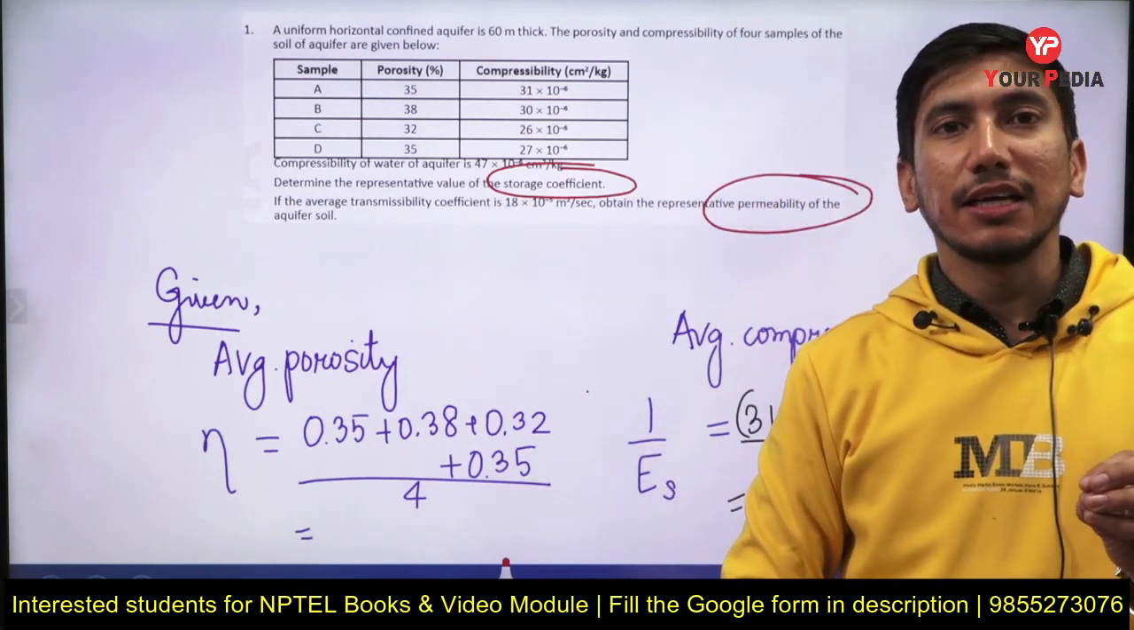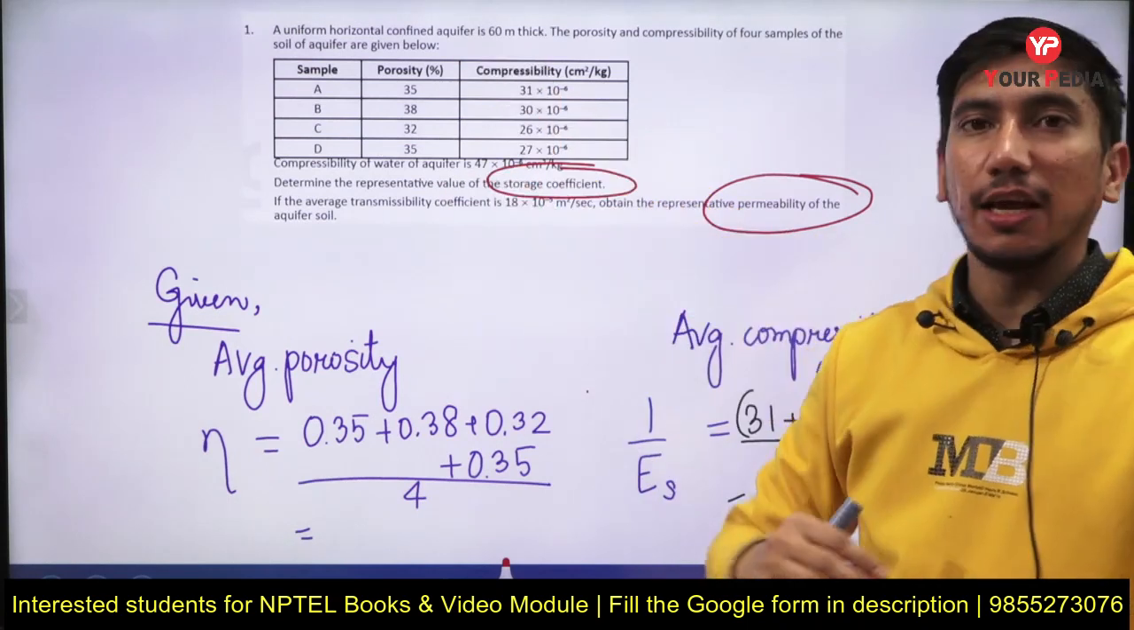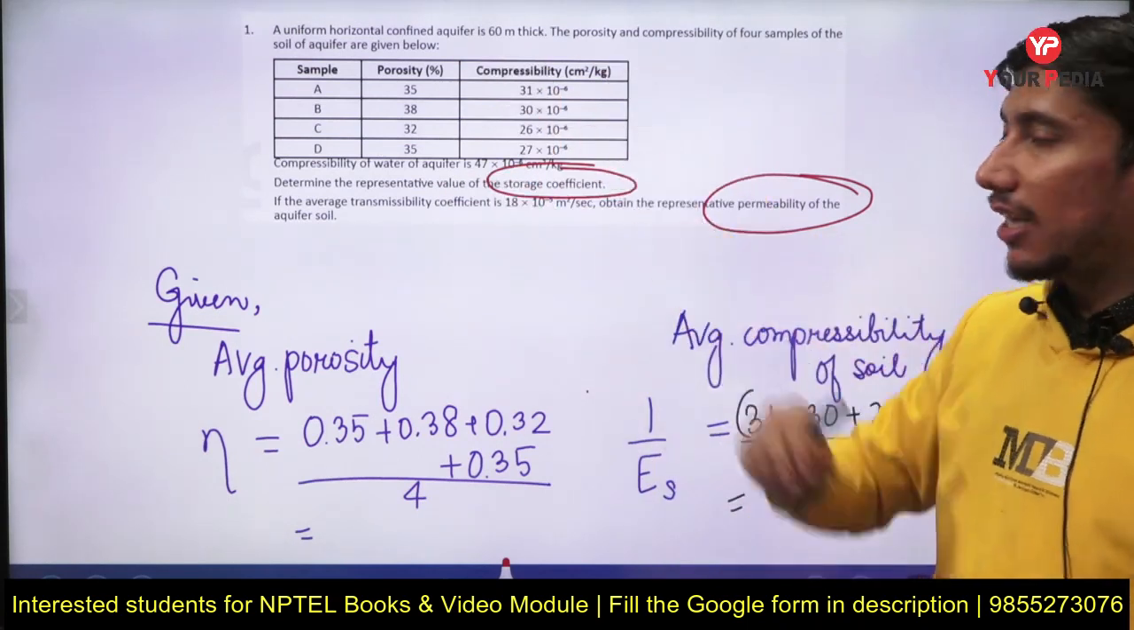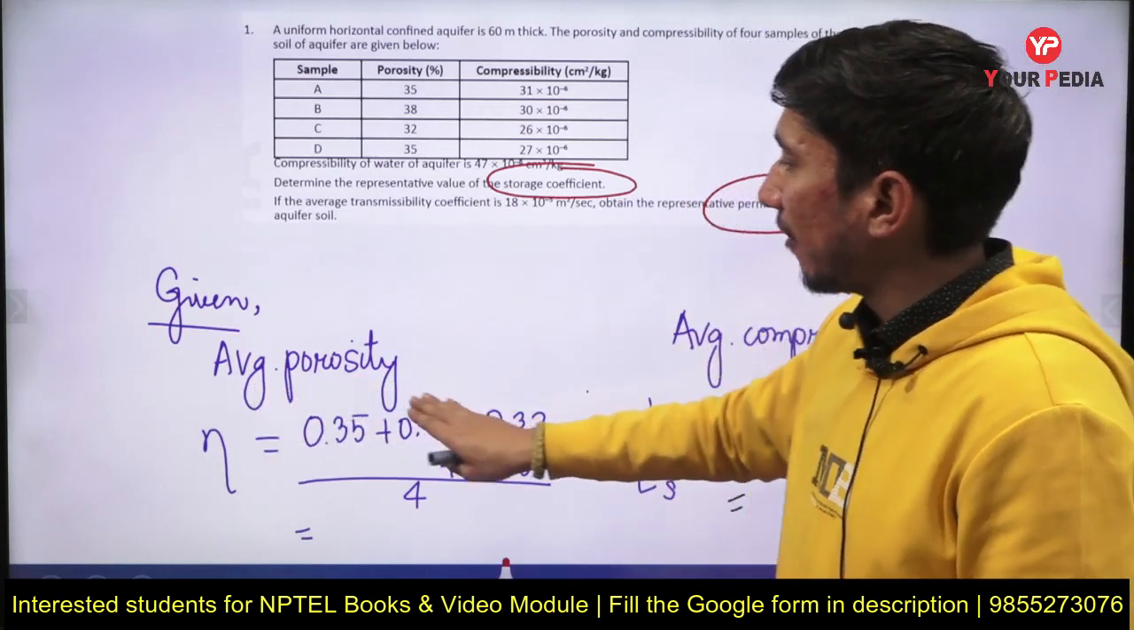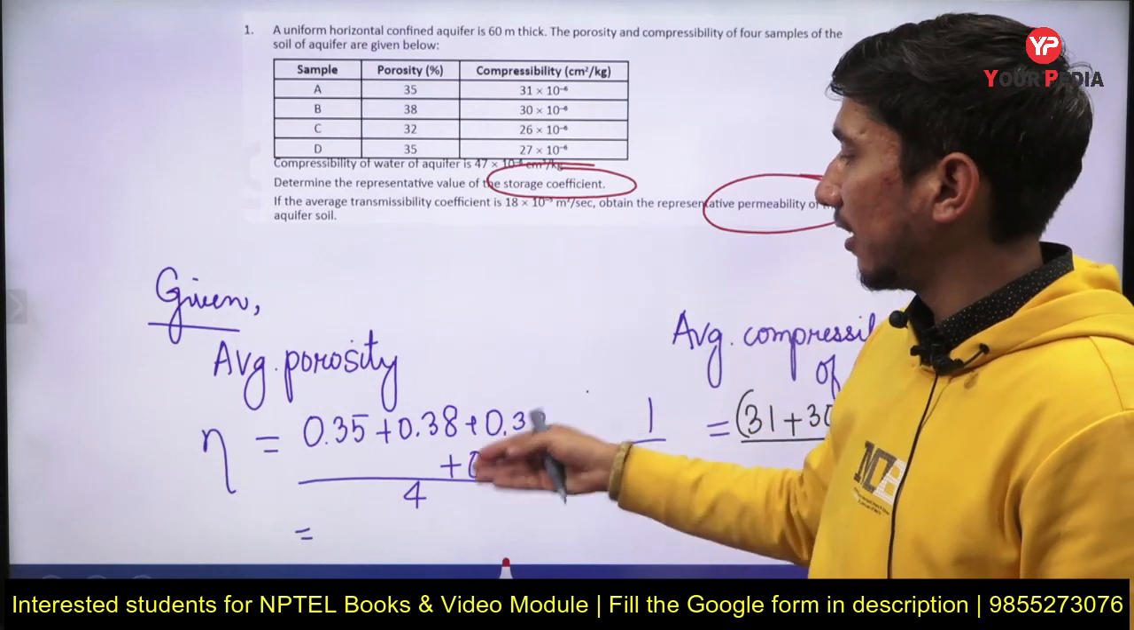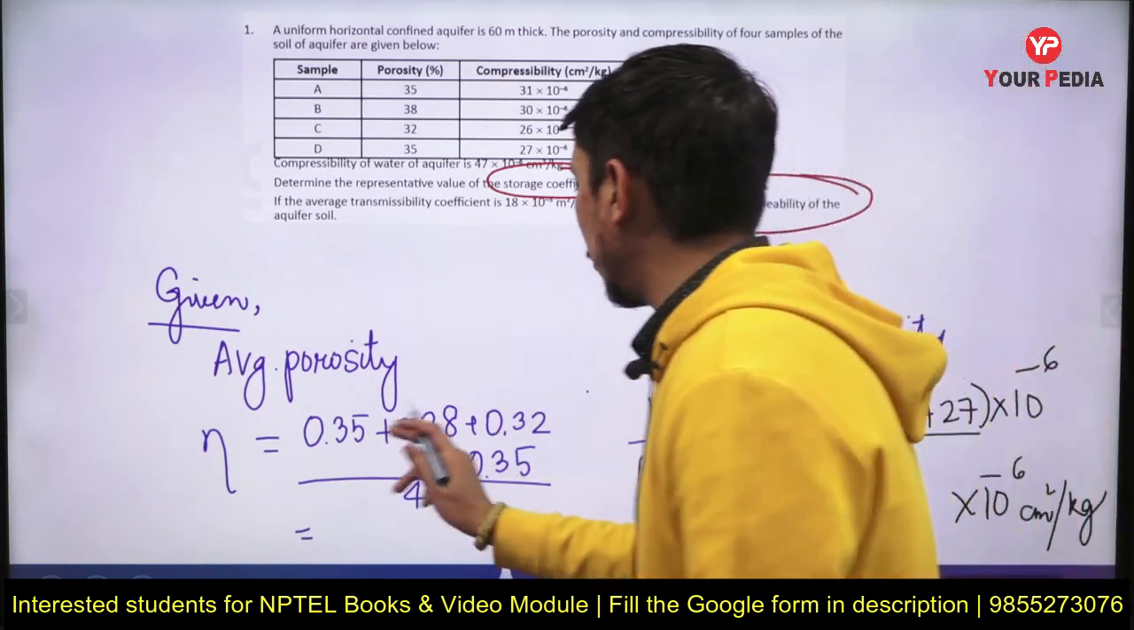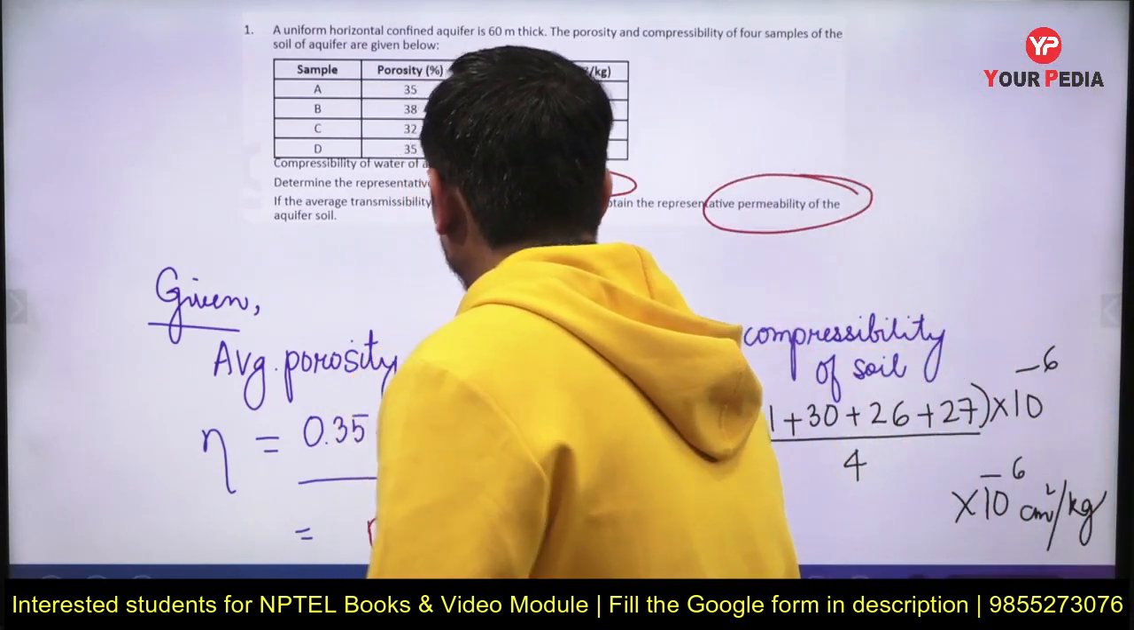So what will we do first? We have been given 4 values of porosity and compressibility. Let us find the average value. So first what I did is I calculated the average porosity by adding all of them, then divided by 4. This will come out to be 0.35.